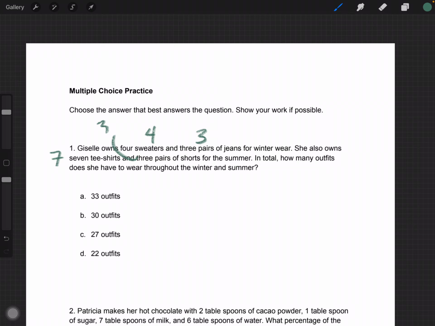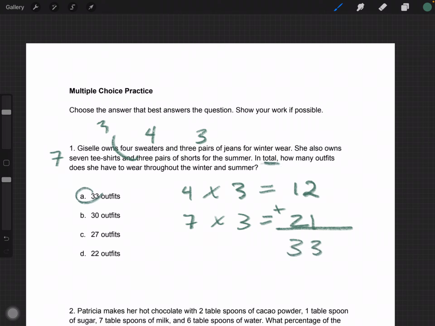So, she has, okay, what you want to do here is figure out how many outfits she wears in the winter and how many outfits she wears in the summer. So for the winter, because obviously you don't want to intermingle winter and summer clothes because you're going to be wearing like shorts when it's really cold or something. So you have your sweaters and jeans for winter, and you want to multiply them to find out the number of outfits that she has in total, which is 12. And then for summer, she has 7 t-shirts and 3 pairs of shorts, which equals 21. And you want to add these two numbers together to get the total. So that totals to 33.